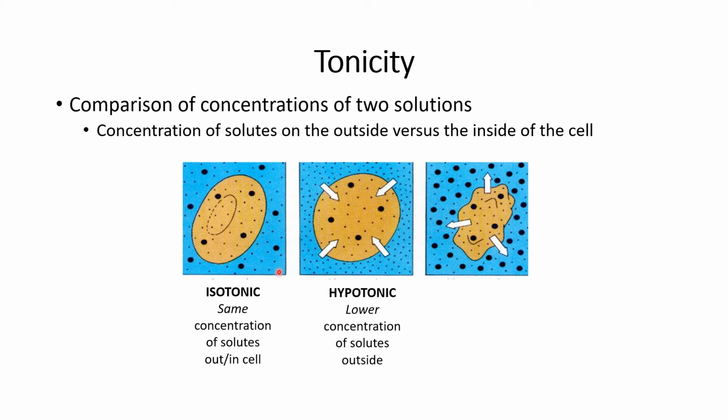So one more time, if the condition outside of the cell is exactly equal to the condition inside of the cell, we call that isotonic. If the condition outside of the cell has a lower concentration of solutes compared to inside of the cell, we call that hypotonic, hypo meaning low. If the condition outside of the cell has a higher concentration of solutes compared to the inside of the cell, we call it hypertonic, and hyper meaning high. So hypertonic means you have high solutes outside. Hypotonic means you have low solute concentration outside of the cell.